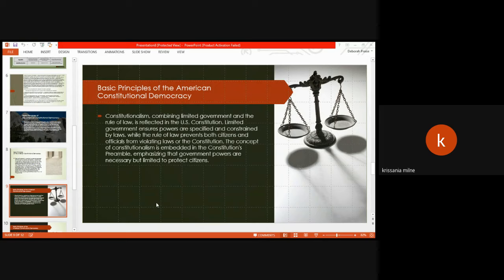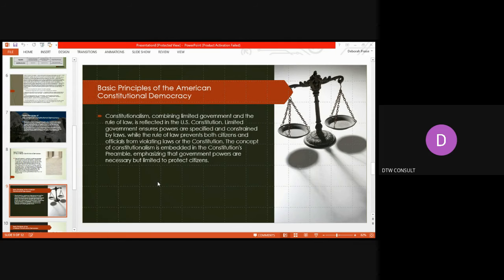Does it deal with checks and balances? Exactly, checks and balances. Yes, checks and balances. When you talk about checks and balances, you are talking about the specification and constraint of power by the law. The law stipulates what the executive can do. The law stipulates what the judiciary and the legislature can do.